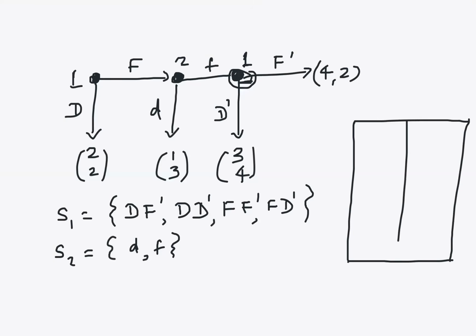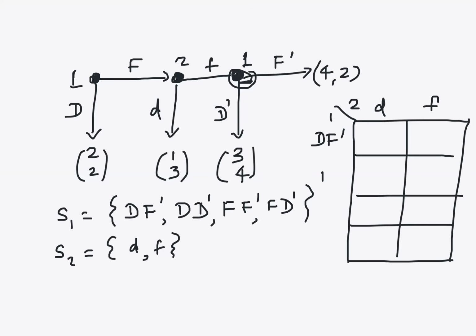So we have 4 rows here, for player 1 and 2. Player 2 has 2 strategies, D and F, and player 1 has 4 strategies: D F prime, D D prime, F F prime, and F D prime. So next, let's fill in the payoffs here.